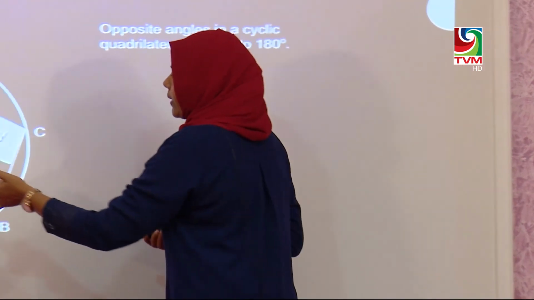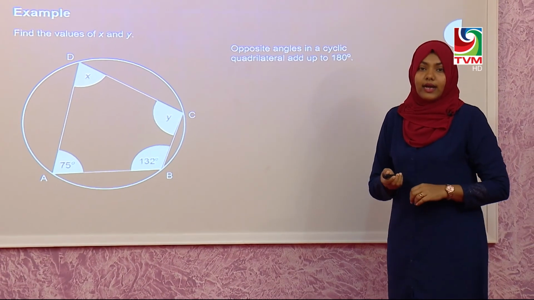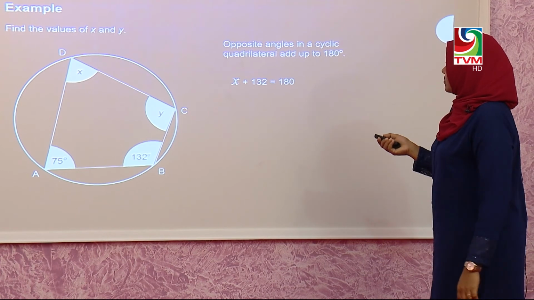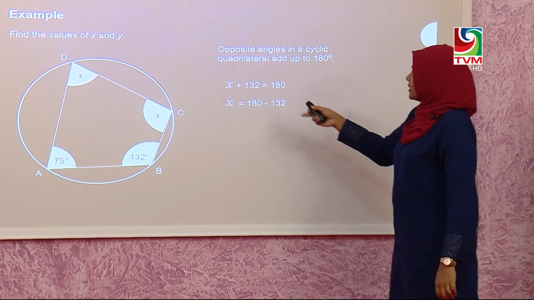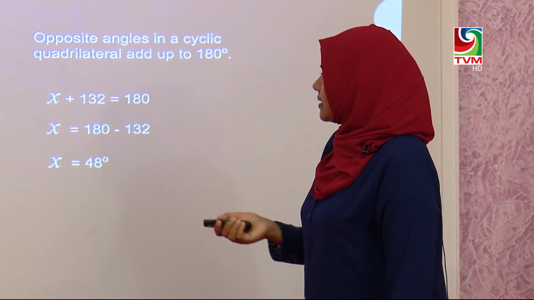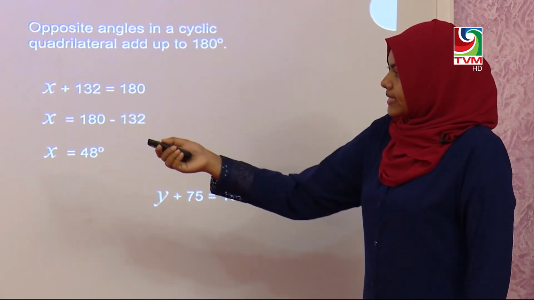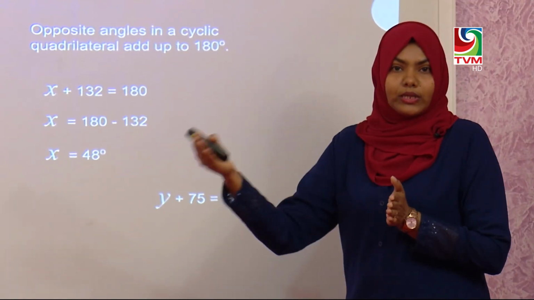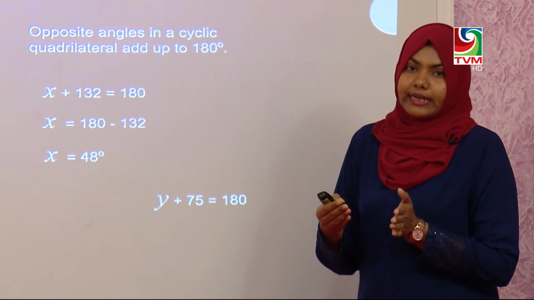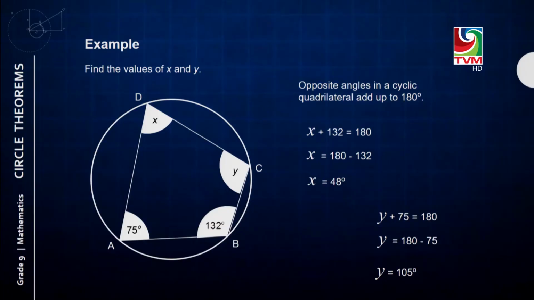180, and when you add 75 and y also, the total angle will be 180. So, you are going to subtract the angle that is given from the total angle, which is 180, so x is equal to 48 degrees, that is the value for x. Now, let us look at y. 75 is given, and when we add up both angles it will be 180, therefore, 180 minus 75 comes to 105 degrees.